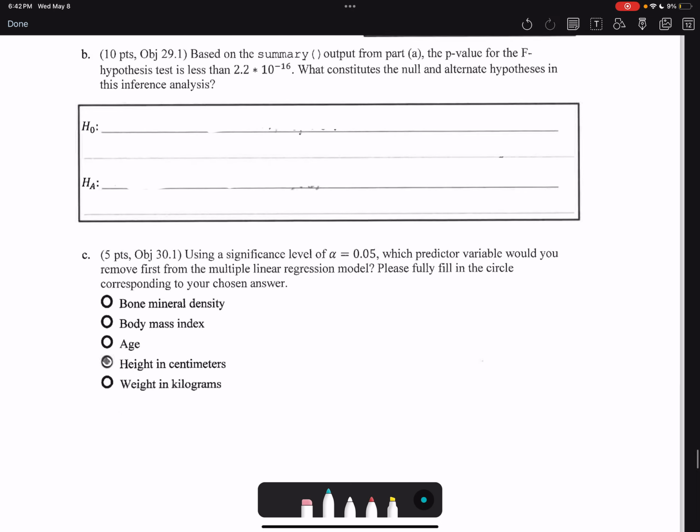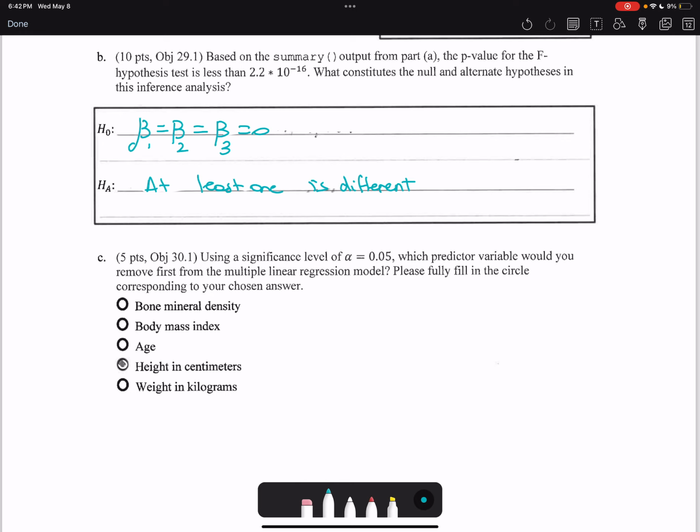Now, here's another thing we have to talk about. Using a significance level, not a confidence level, a significance level of 0.05, which predictor variable would you remove first from the multiple linear regression model? Well, whatever has the smallest p, the largest p-value, which I can't see right now.